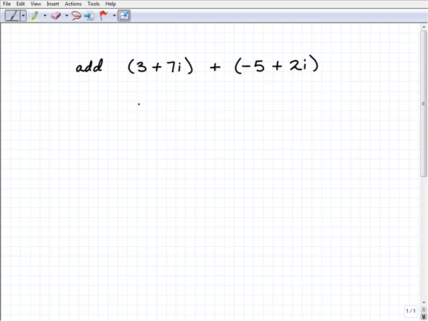Here, let's say we have 6 plus 10i. Okay, this right here is a complex number. In every complex number, there's two components. There's a real number component, in this case it would be the 6. And then there's the imaginary number component. Okay, so an imaginary number is part of what makes up a complex number.